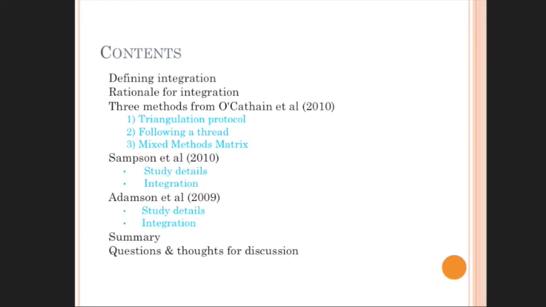It's a little bit difficult to see, but I'm just going to talk about defining integration as Euclidean et al. write about it, but also a little bit about Moore and Ellis et al.'s definition, and then reasons why you might think about integrating rather than doing something else. And then go through the three methods that Euclidean et al. propose that they found in the previous health services literature, and then talk about Sampson et al., Adamson et al., and then come to some questions that occurred to me.